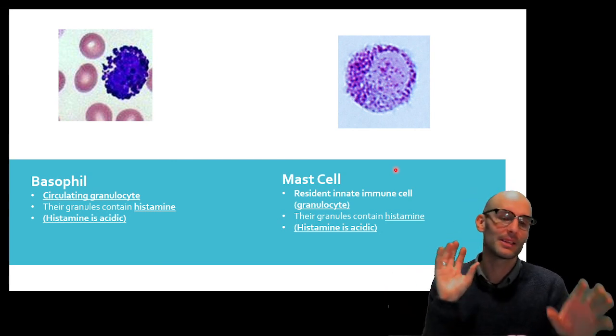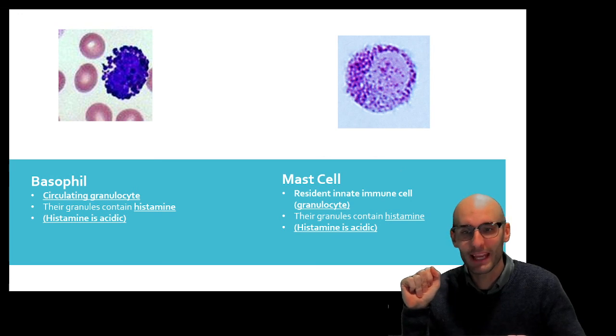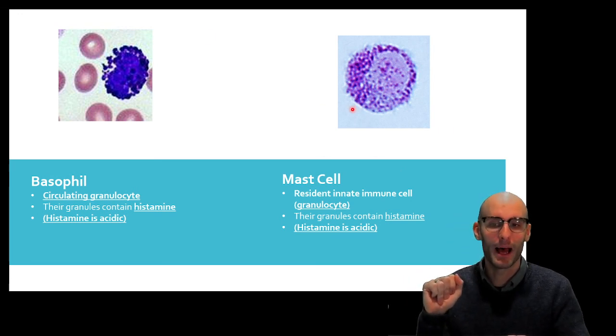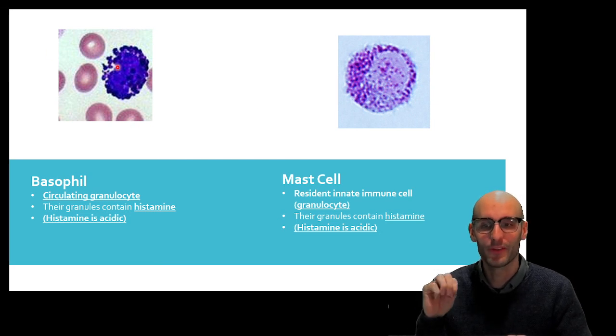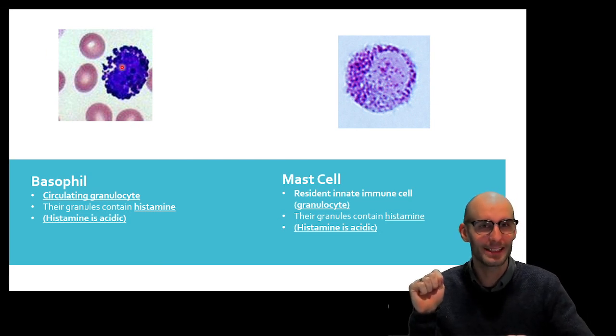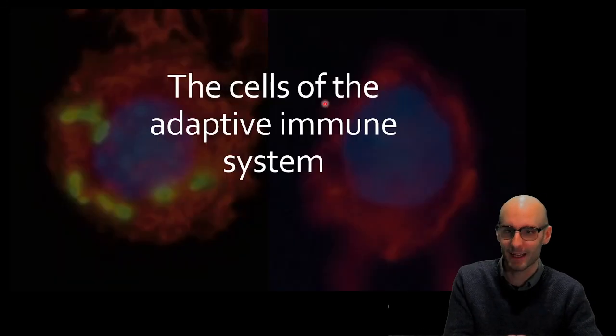Now, unlike the monocyte macrophage relationship, these guys have separate lineages. So a basophil cannot turn into a mast cell, but they are basically two sides of the same coin. The basophil is a circulating histamine containing cell, and the mast cell is a resident histamine containing cell.